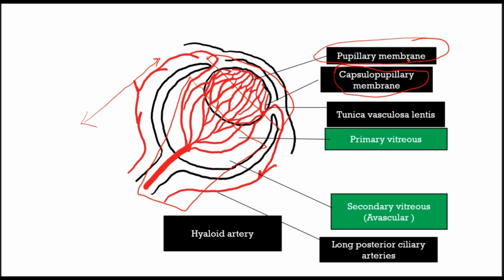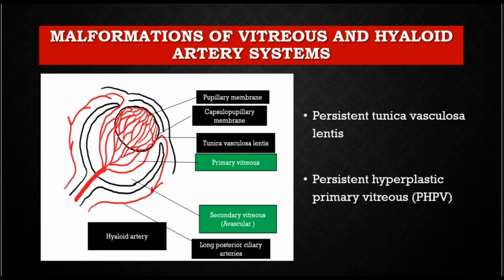Okay, now together the pupillary membrane and the capsulopupillary membrane is known as the tunica vasculosa lentis. Normally, the hyaloid system of vessels will vanish completely. However, in some disorders, the regression does not occur and these vessels will persist, causing some problems.